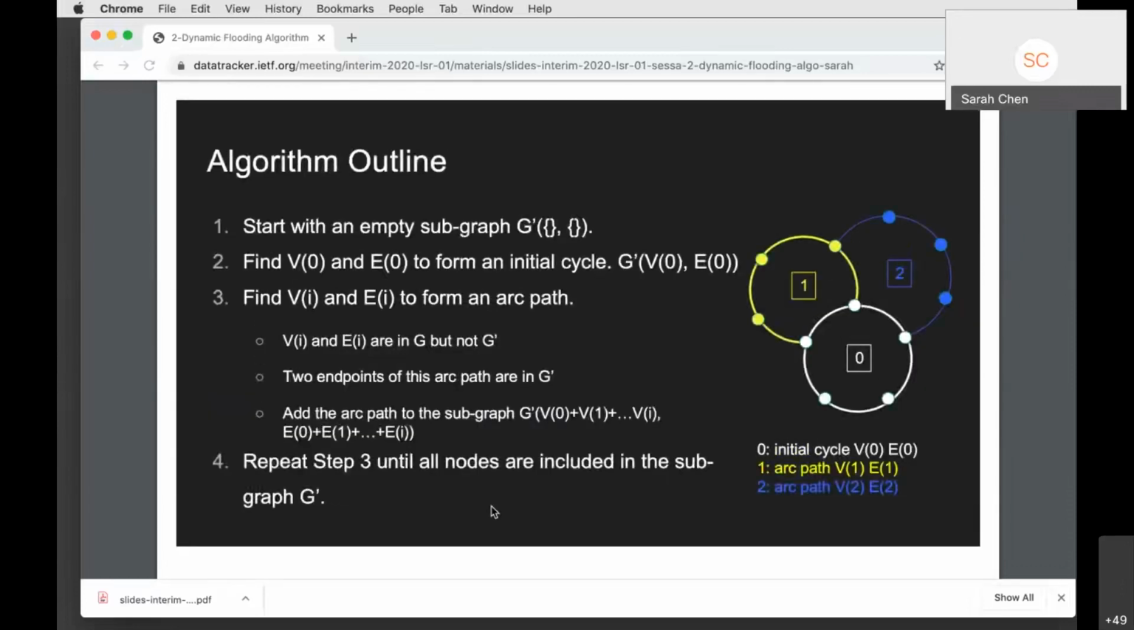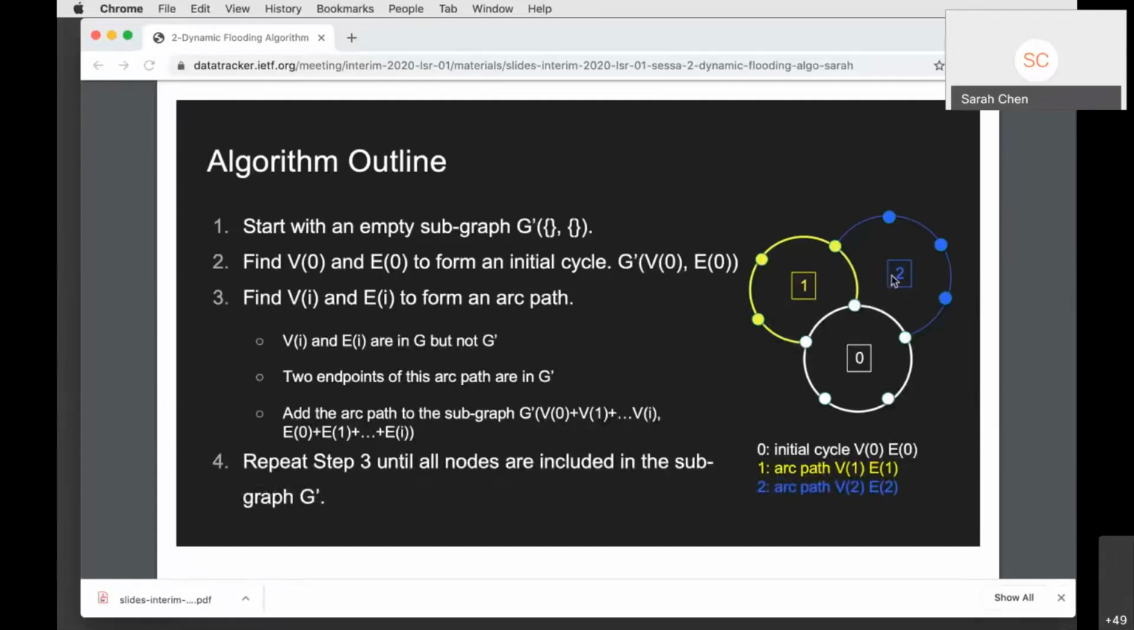Here's an outline of this algorithm. We first find a set of nodes and edges to form an initial cycle. This is the white cycle on the right. We add this initial cycle to the subgraph we are computing, and then we expand this subgraph in iterations. In each iteration, we add an arc to the existing subgraph. This new arc path has new nodes and new edges, and its endpoints are on the existing subgraph. In the example here, in the first iteration, we find the yellow arc, which consists of the yellow nodes and the yellow edges, and the two ends land on the initial cycle.